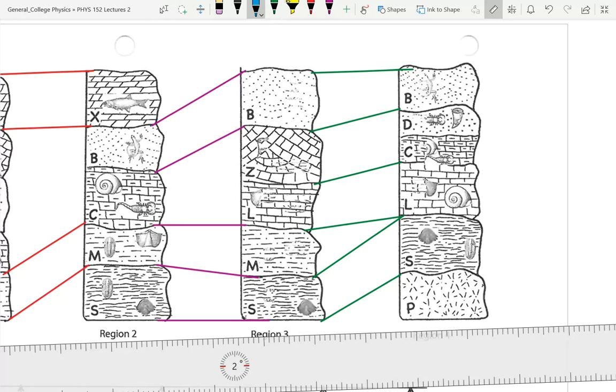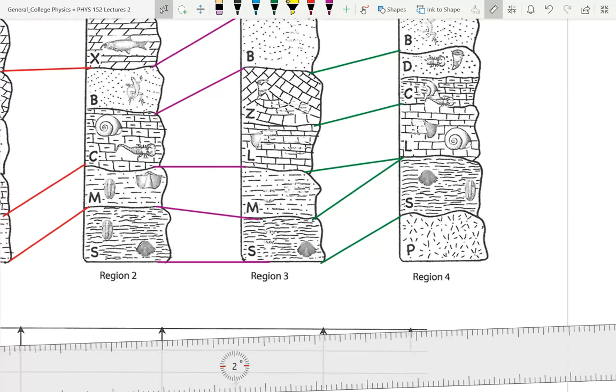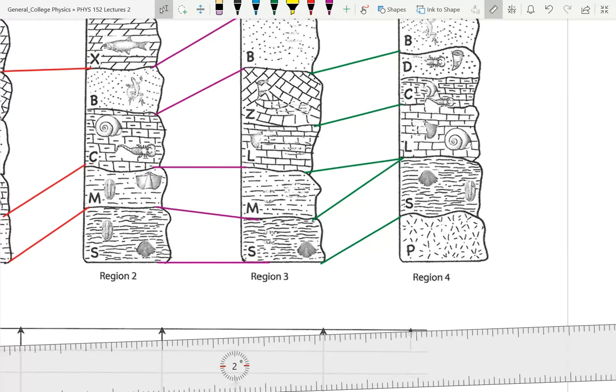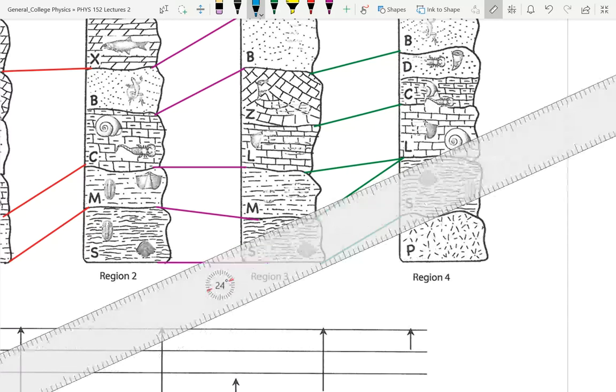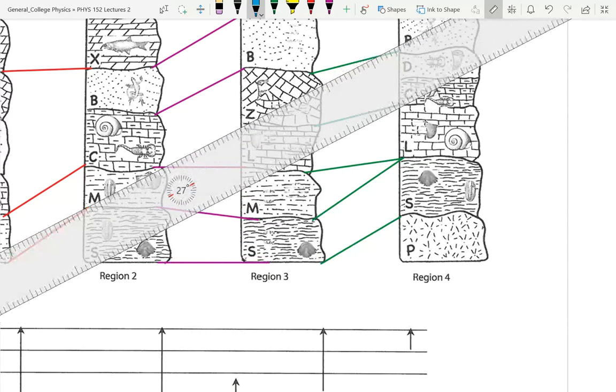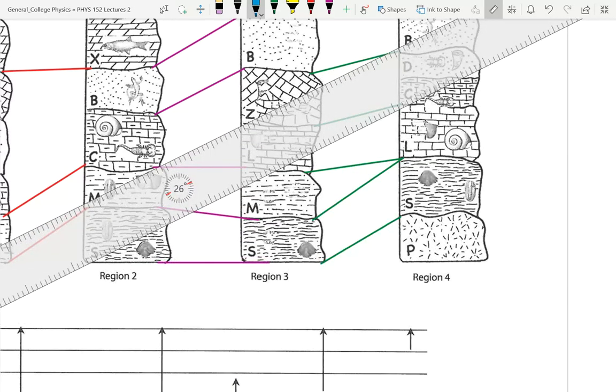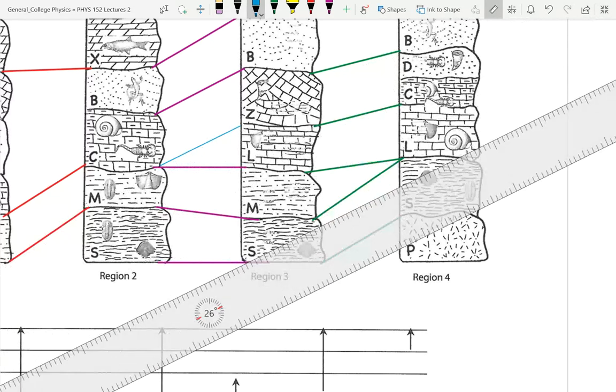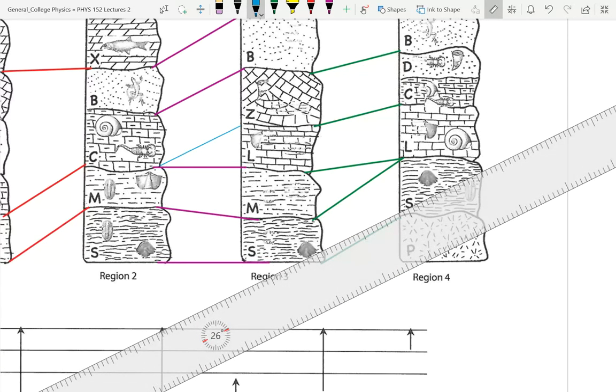So now I'm going to look and say, okay, what other things can I pick out? I have C is above L here in the region 4. And so since C is above L, then I must have the bottom of C has to go above L, right? Right here.